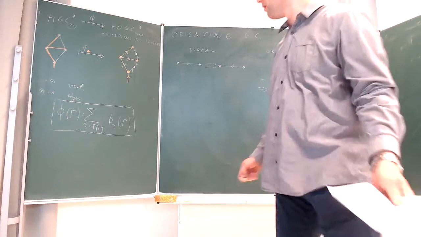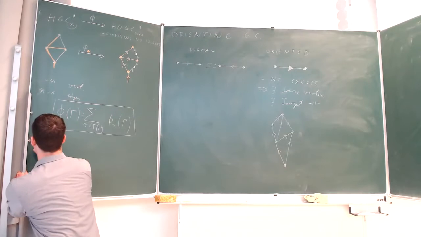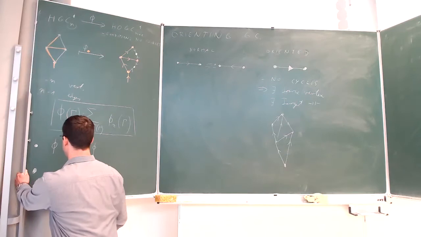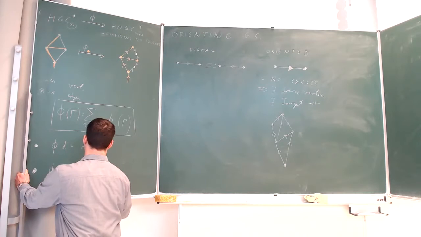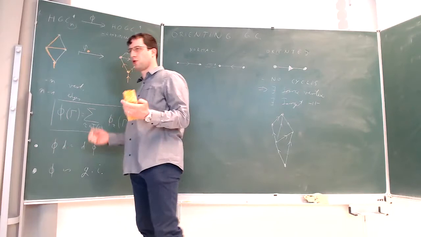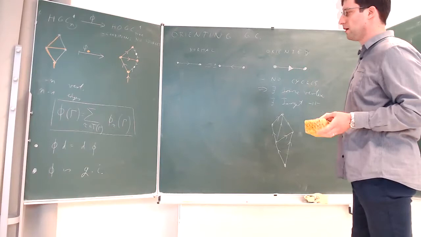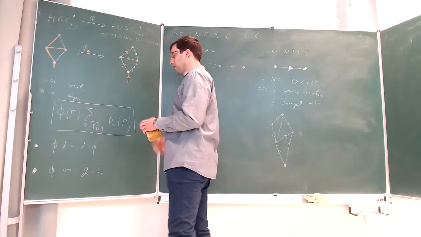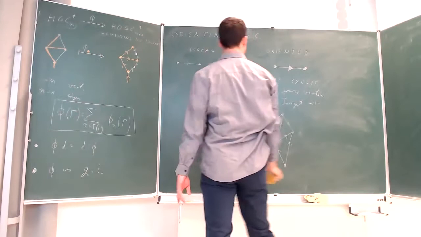So two claims about this map. First, it is a map of complexes, meaning phi d equals d phi. And the second, phi is a quasi-isomorphism. I'm working with d, this differential that's contracting edges. It is simpler to work with this differential. Of course, in the dual picture, I can have a differential that splits a vertex, but then the dual map will go the opposite way. Okay.